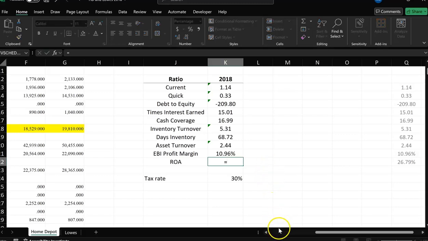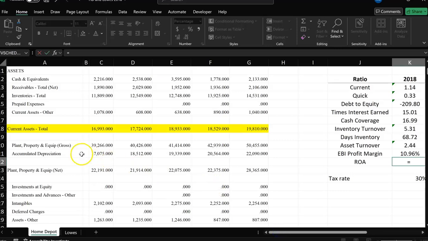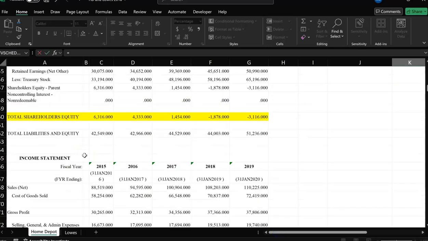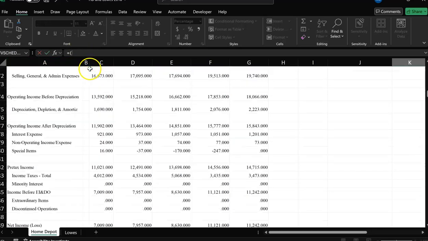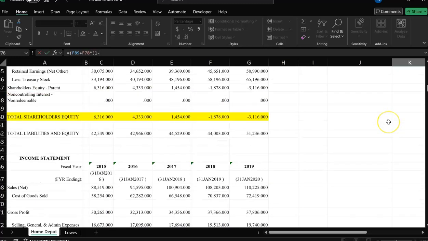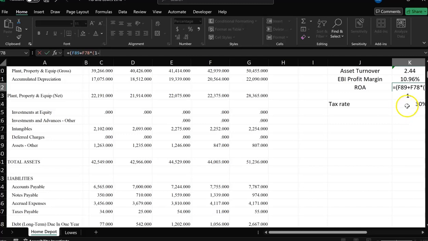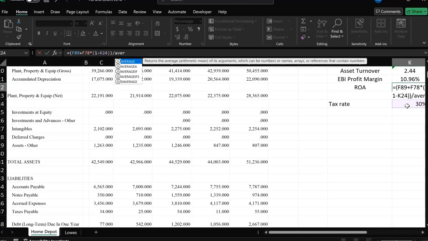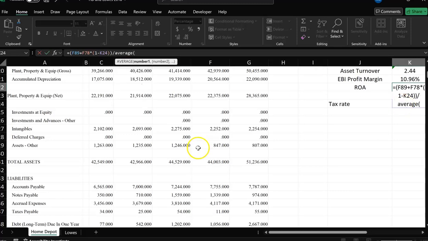I'm going to calculate this earnings before interest. I'm going to take the net income. I'm going to add back the interest expense times 1 minus the tax rate, which is 30%. And then I'm going to divide that amount by the average total assets.